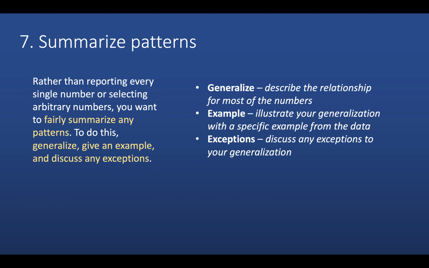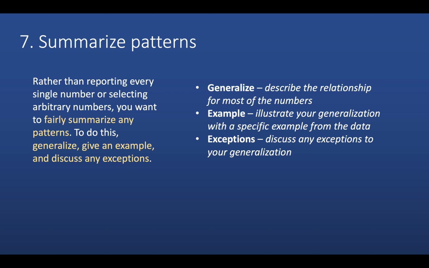And then lastly, summarizing patterns. So if you see patterns that are important to your argument, make sure you summarize them. And you can do that by following these 3 steps. Generalize, so you're describing the relationship for most of the values. Give a specific example that illustrates the point you're trying to make. And then also talk about any exceptions, because if you ignore the exceptions, that makes your argument suspicious. So you should discuss them, and if there's an explanation for why there are exceptions there, then talk about it.